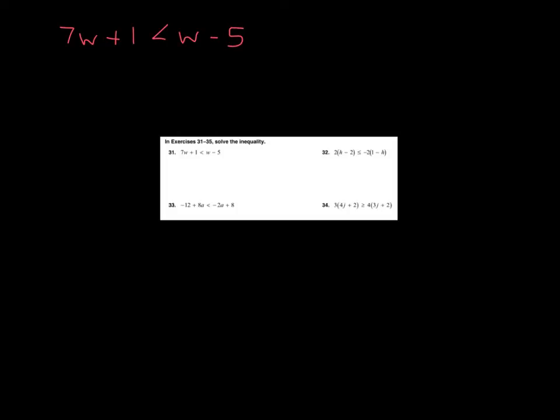Since our goal is to wind up with our variable on the left, my suggestion is that you move the variables left to begin with. The opposite of positive w is to subtract w. So I'm going to subtract w from both sides. That will make those cancel, and 7w minus 1w leaves me with 6w.